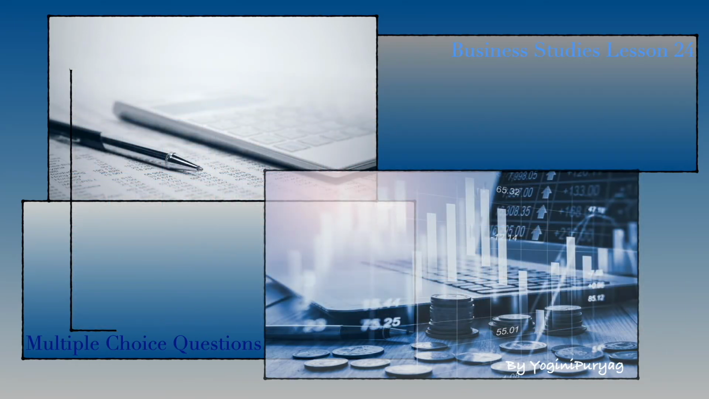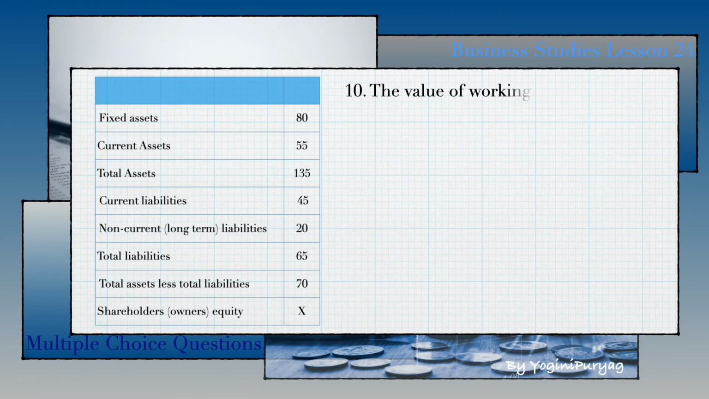The value of working capital is £10 million, £45 million, £55 million, £65 million.